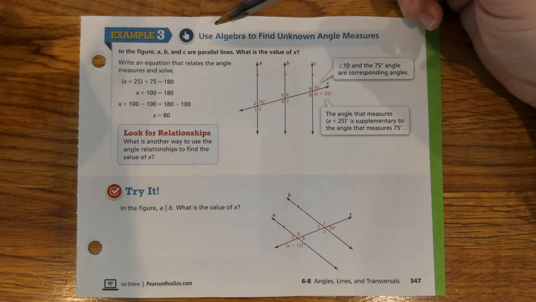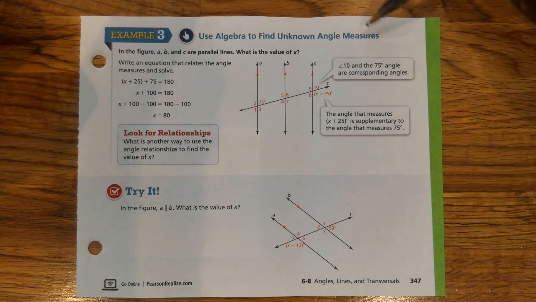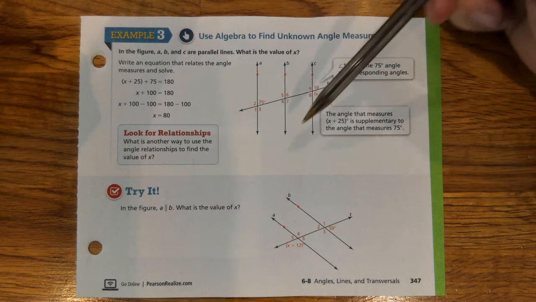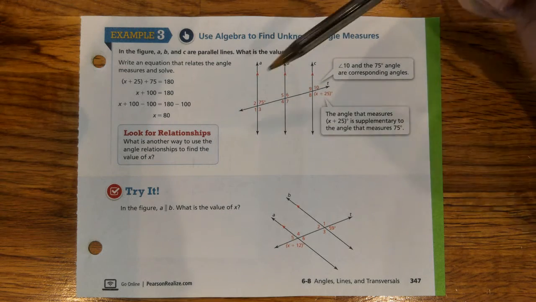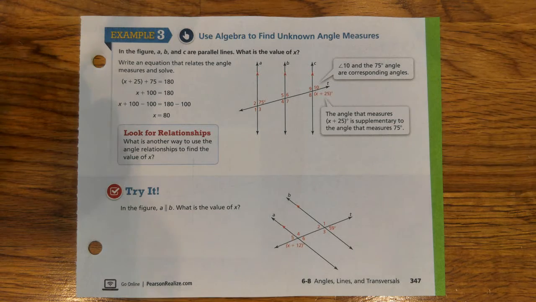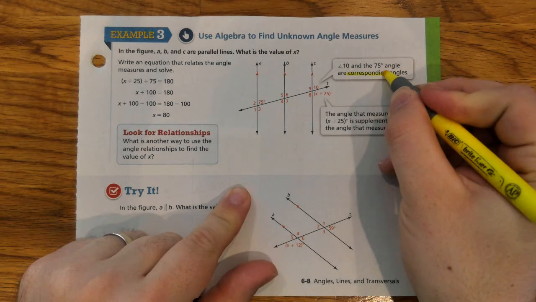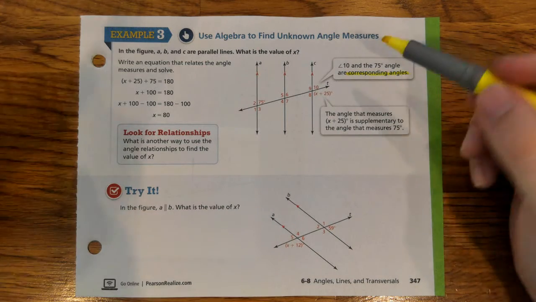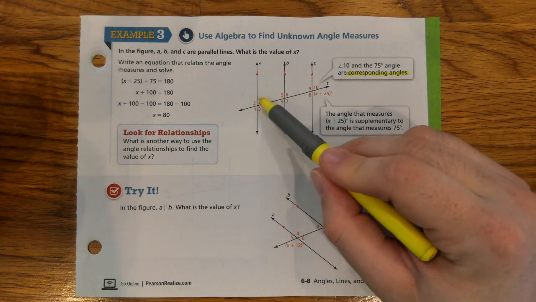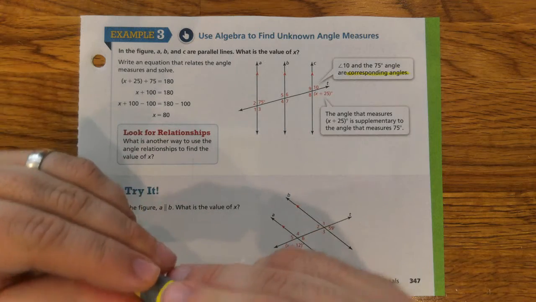This video is about using algebra to find unknown angle measures, and we're going to be looking at transversals here. So in this example, they make a note here about corresponding angles. That was a word from the last video. And they're saying that angle 10 corresponds to this 75 degrees here.